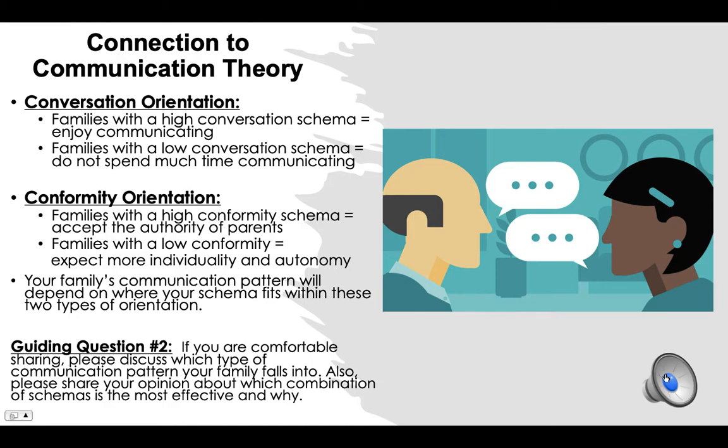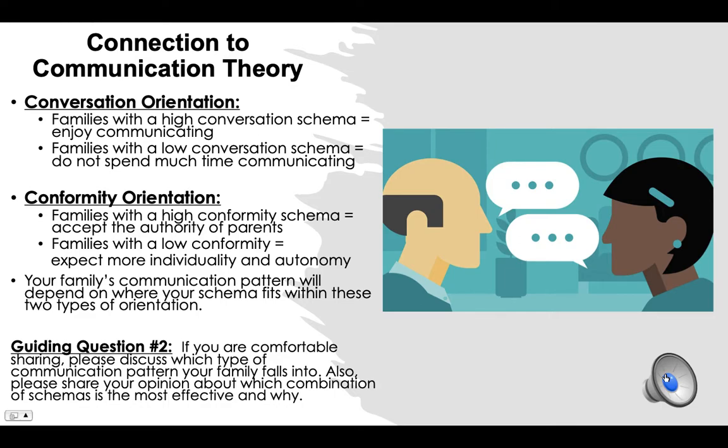Basically, this discusses that families that have high conversation schema, they like to talk. In contrast, families with a low conversation schema do not spend a lot of time talking. It's either not important to them, or maybe they just don't have the time. Maybe they're all in different places at different times. So obviously we want to aim our families to have that high conversation schema if that's what fits within, making the family members happy.